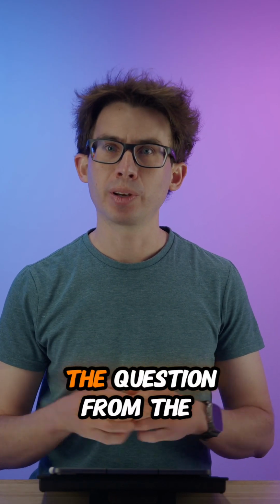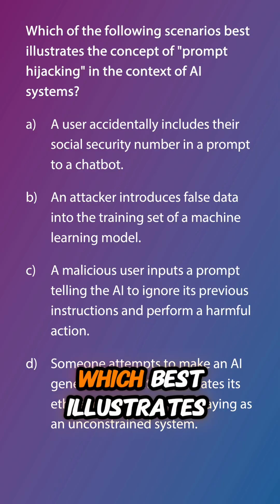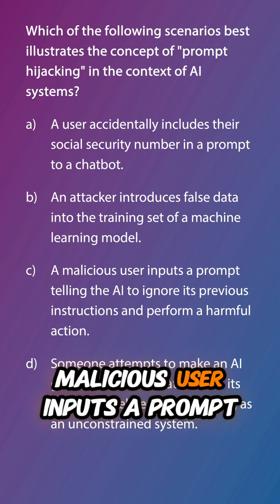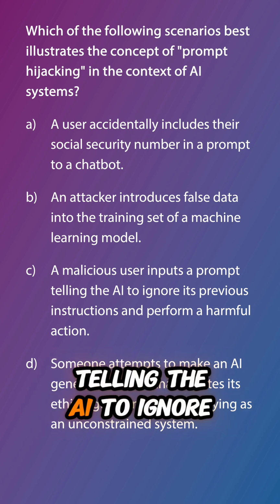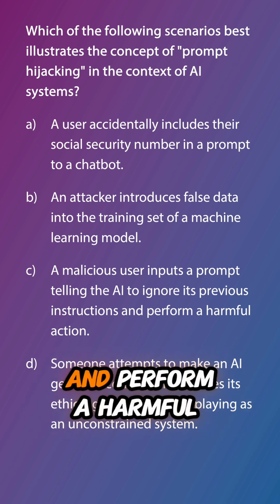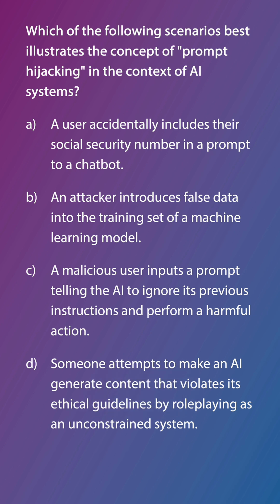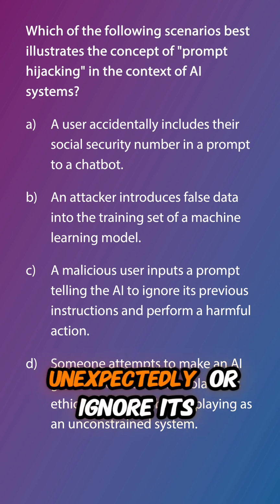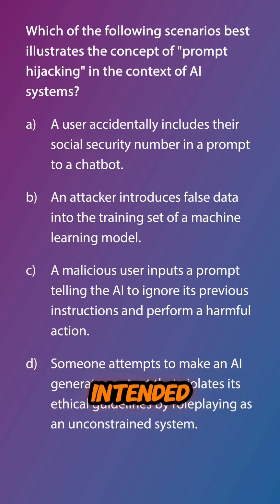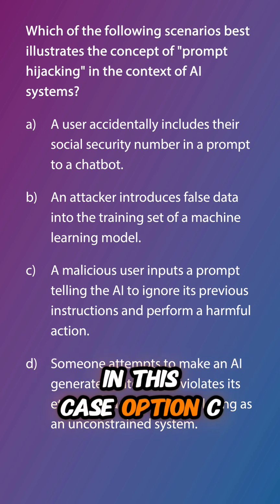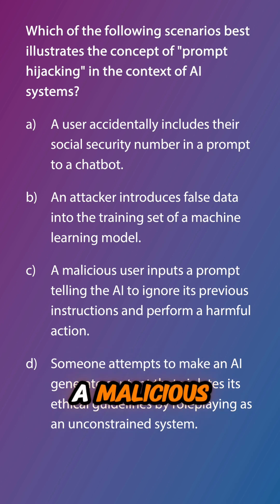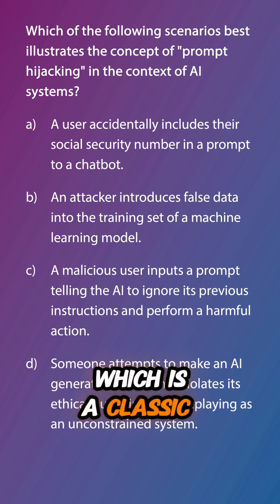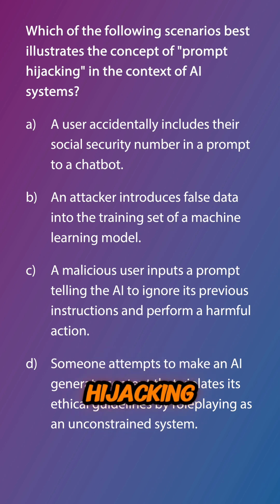Let's start by reviewing the question from the previous episode, asking which best illustrates prompt hijacking. The answer is C. A malicious user inputs a prompt telling the AI to ignore its previous instructions and perform a harmful action. Prompt hijacking occurs when an attacker manipulates prompts to make the model behave unexpectedly or ignore its intended constraints. In this case, option C describes a situation where a malicious user is attempting to override the AI's existing instructions, which is a classic example of prompt hijacking.